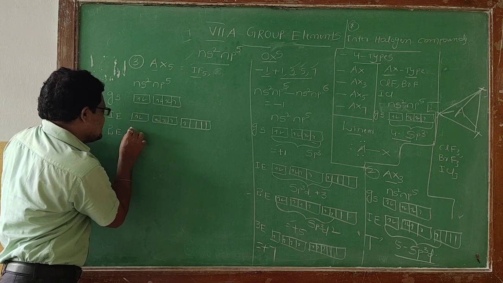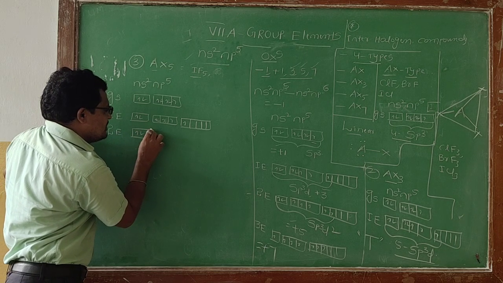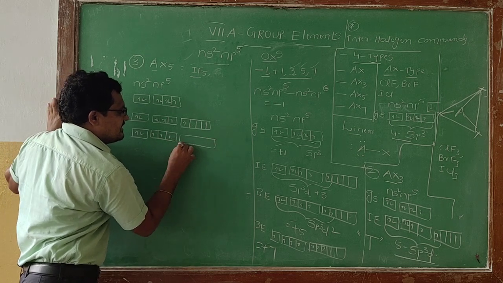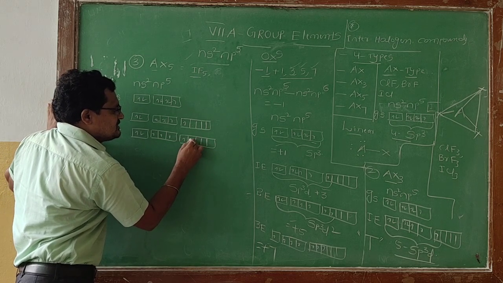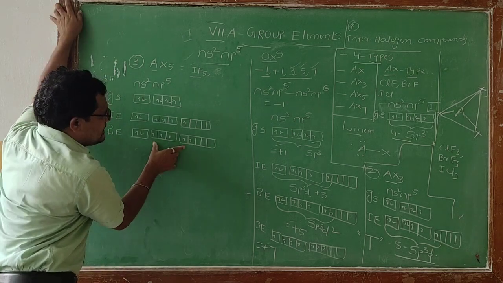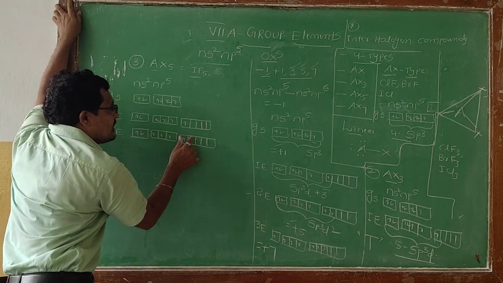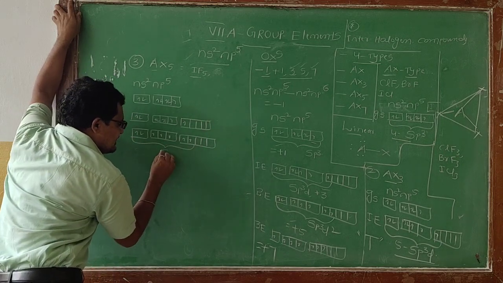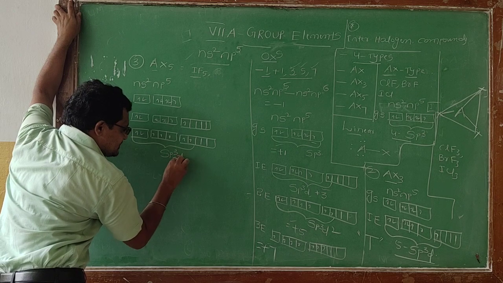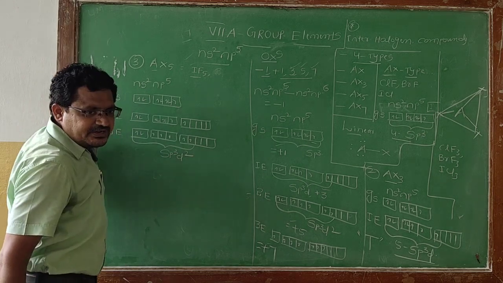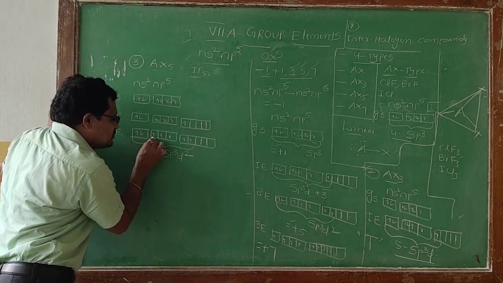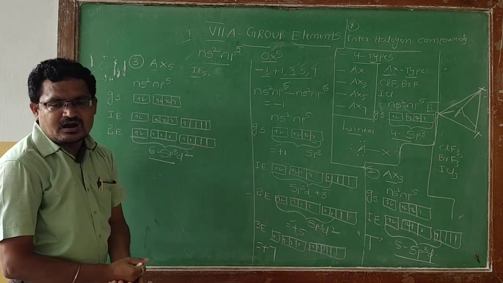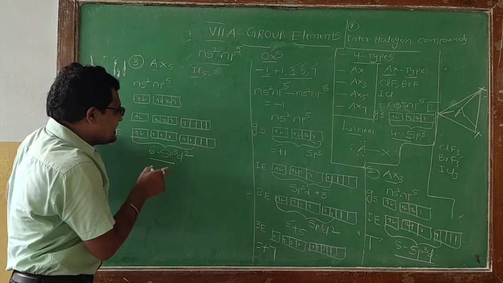Now in the second excitation state, S contains 1, 2 and P contains 1, 2, 3 and D contains 5 orbitals, 2 electrons. So how many unpaired electrons are there? 1, 2, 3, 4, 5. Here how many fluorine? 5. Equal. So that's why it undergoes sp3d2 hybridization. How many? 1, 2, 3, 4, 5, 6. Total 6 sp3d2 hybrid orbitals are formed.